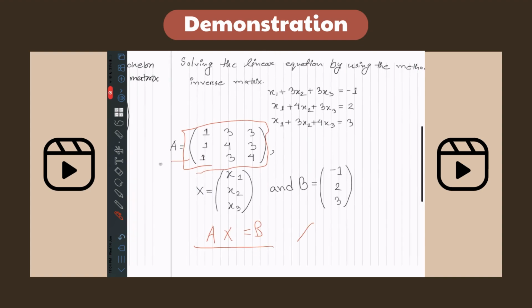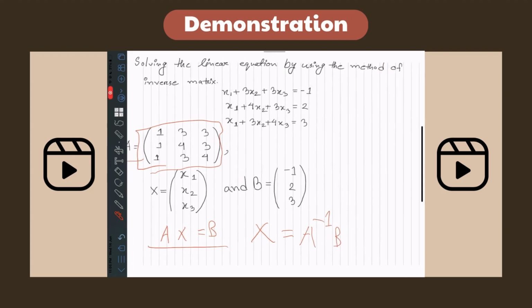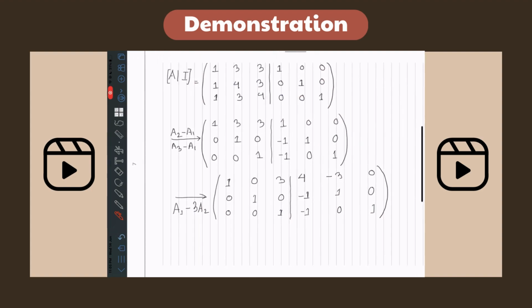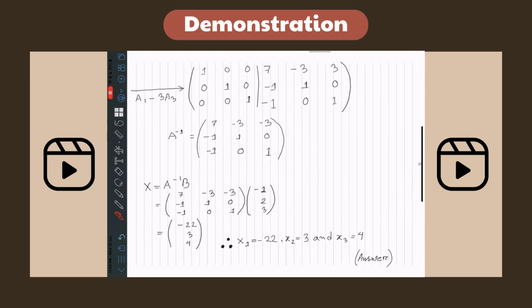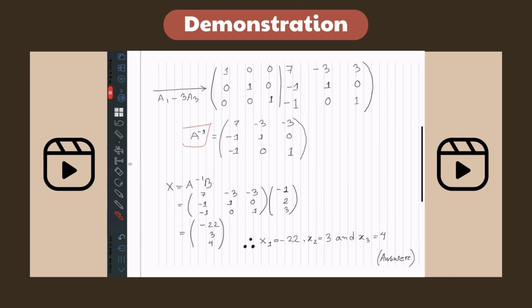Now here we know that X would be equal to A inverse B, which is the inverse matrix of A multiplied by the matrix B. So we would need to find the inverse matrix of A. Here we are finding the inverse matrix of A using the ERO method. We have two methods to find the inverse matrix. One of them is using the adjoint of A, and the other one is this method, which is using the ERO method. And finally we would have achieved the A inverse matrix.